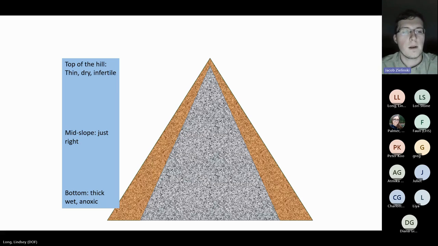And then you get to the bottom here and you get that thick, wet, anoxic. Anoxic meaning lack of oxygen. So when you get too much water, you deprive things of oxygen. Think that cypress swamp. So you're getting like your black willow and your cypress, and you're only getting things that can really grow in those wet conditions. So top of the hill, thin, dry, and infertile. Bottom of the hill, kind of that wet, anoxic, swampier species. And middle is that just right zone where everything thrives.